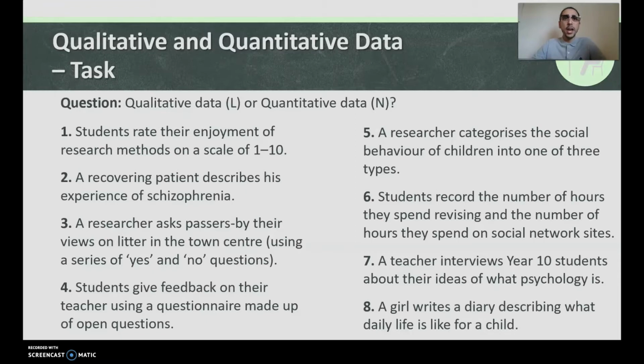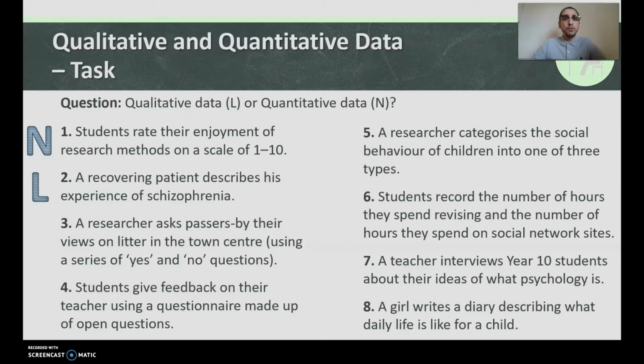Okay. Number 1, students rate their enjoyment of research methods on a scale of 1 to 10. Okay, think about what's the type of data. The type of data is going to be on a scale of 1 to 10, so it's going to be numbers, so it's most likely to be quantitative data, N. Good. Number 2, a recovering patient describes his experience of schizophrenia. That's most likely to be in qualitative data. He's more likely to talk in words, as we all do.